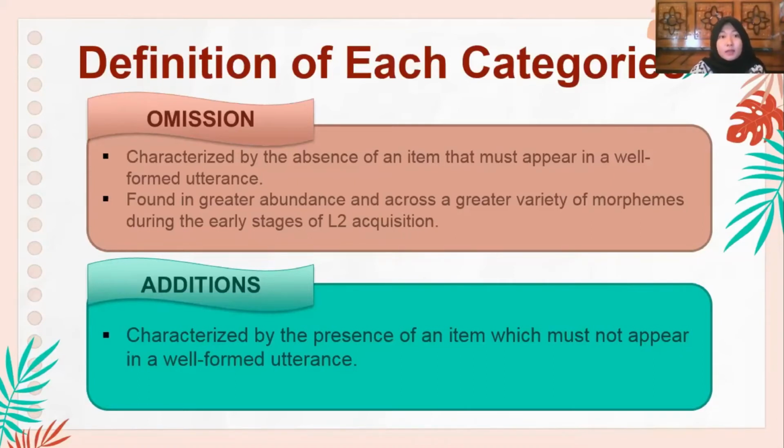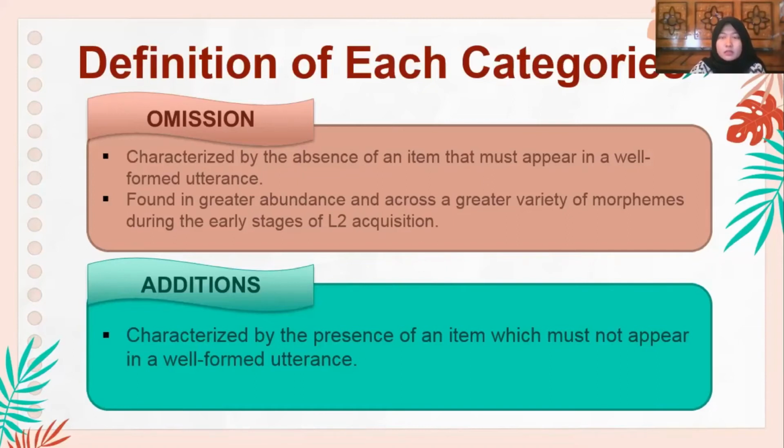Okay, there are three types of addition errors, namely double markings, regularization, and simple addition. Double markings: many addition errors are more accurately described as the failure to delete certain items which are required in some linguistic constructions, but not in others.